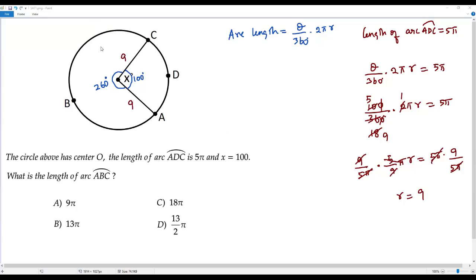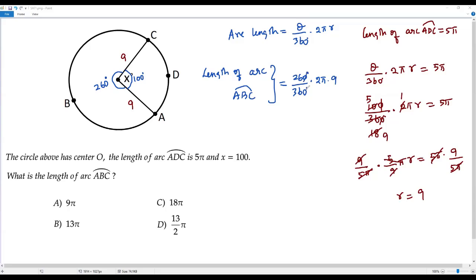Okay, now to get the length of arc ABC, we can use the same formula. What we have to do is plug in 9 for r over here. So the length of arc ABC equals, same formula, theta divided by 360 degrees. Already we got the value of theta, that is the central angle of arc ABC, 260 degrees over 360 degrees, times 2 pi times r, where r is the radius. Just now we got the radius of the circle, that is 9.